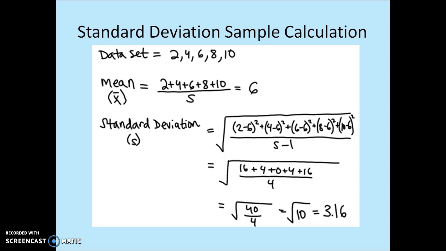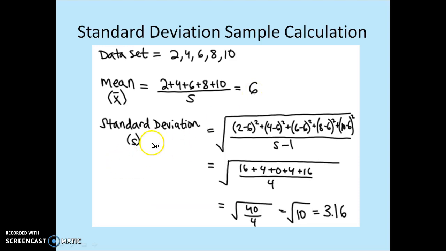So let me give you an example. Let's say my data set had 5 values in it, 2, 4, 6, 8, and 10. To find the mean, or x bar, I would add them all together and divide by 5, since there are 5 data points. That gives me a mean of 6.